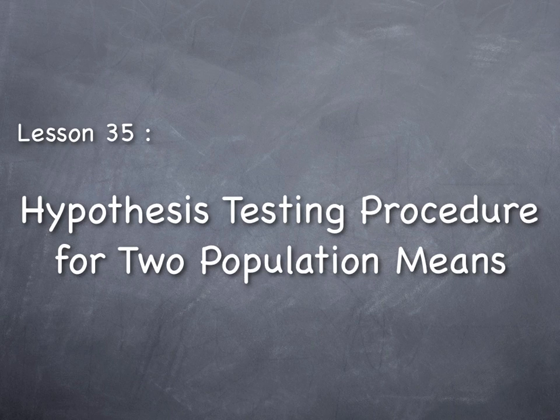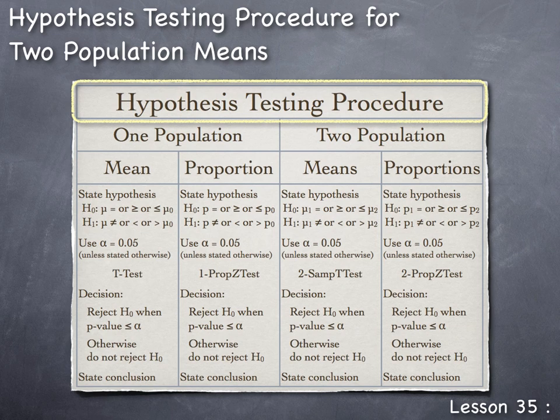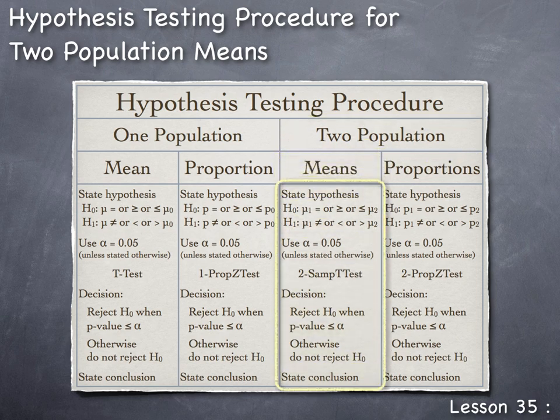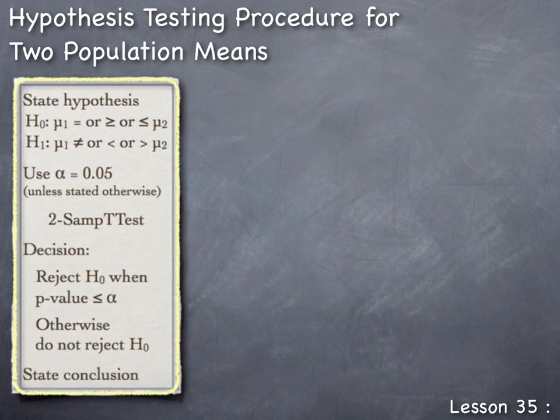Lesson 35, Hypothesis Testing Procedure for Two Population Means. Now, to conduct a hypothesis testing procedure involving two population means, the following steps can be used as a guide to help us in the hypothesis testing procedure.